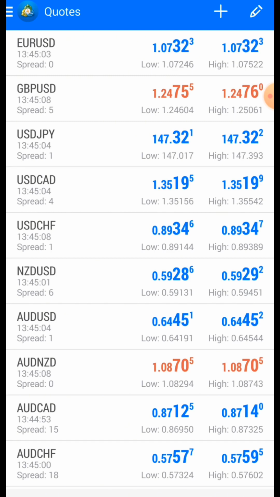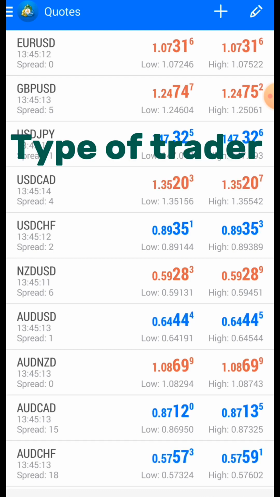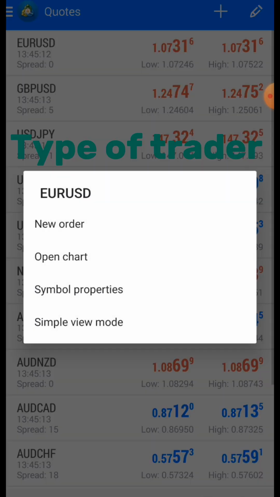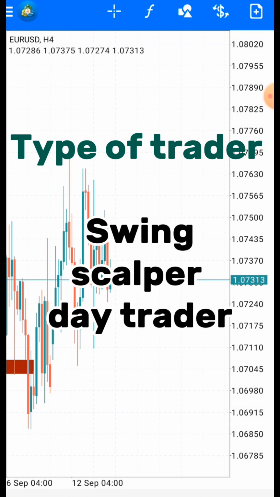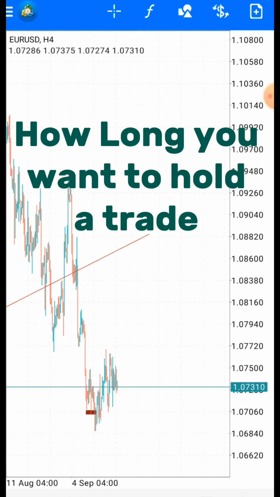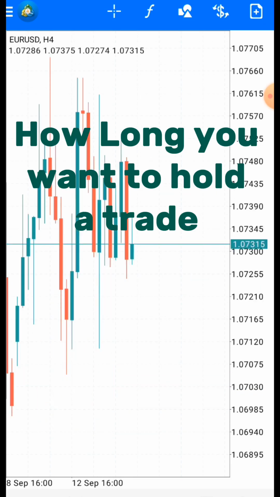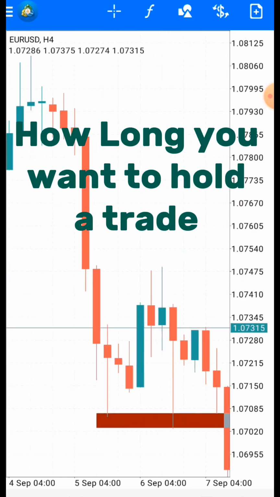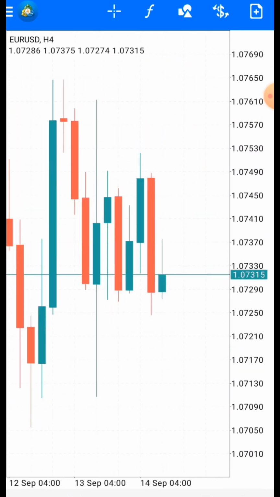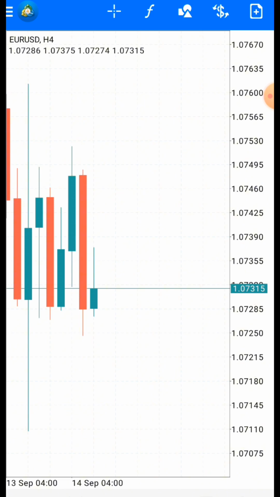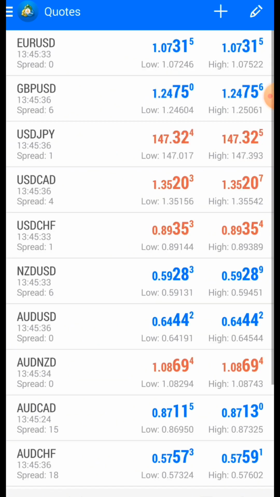Now, there is something more to it, depending on two things. Number one, the type of trader you are, if you're a swing trader, a scalper, or a day trader. Number two, how long you want to wait for a trade to hit your take profit, and so on. So most of the time, I preferentially like to trade pairs that are much more heavy, pairs that are much more volatile.